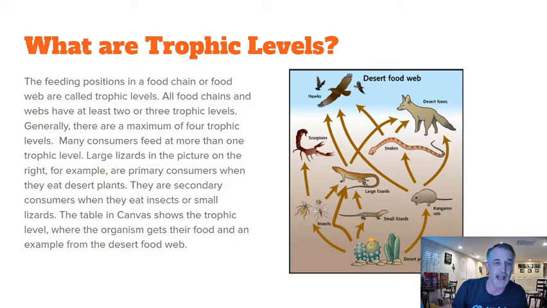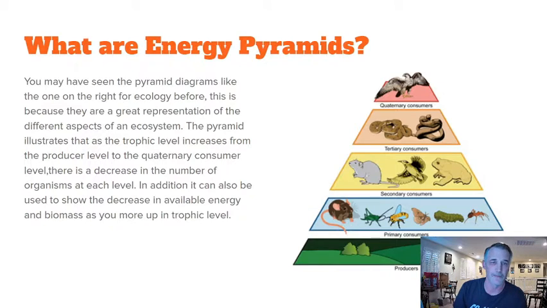Many consumers feed at more than one trophic level. Lizards, for example, in this picture, would be feeding off the plants, which would make them primary consumers, herbivores, right? But they're also eating insects and smaller lizards. So they're eating at multiple levels, or they're secondary consumers in those regards. So the table in Canvas will show the trophic levels and where the organism gets their food in an example from a desert food web. So make sure you look at the table in Canvas, and it's right next to the exact same picture that's in Canvas as well.